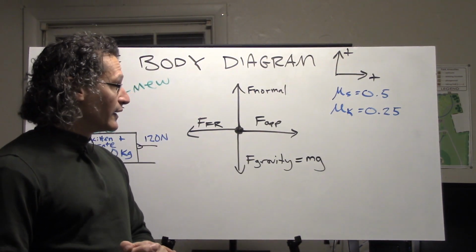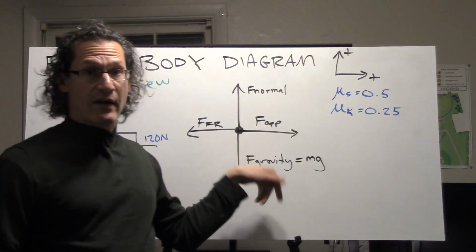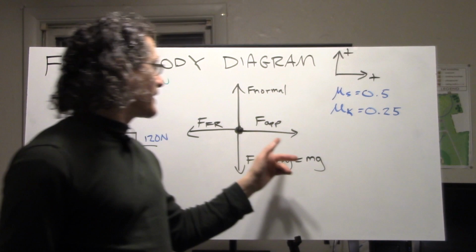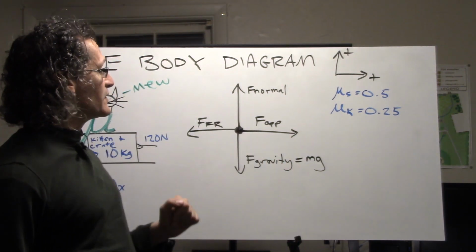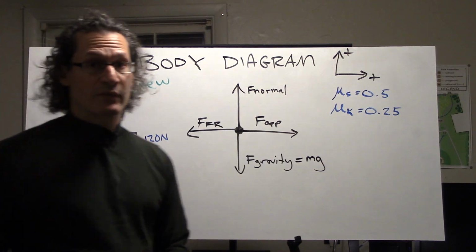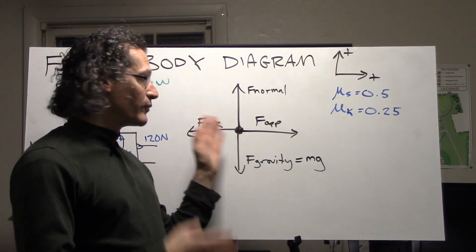And vertically, we've got the force of gravity pushing down on the surface. Notice that there is a surface here, the floor, of course. And pushing up on the crate-cat system is force normal. No other forces are involved. We don't have any angles to take care of, so this is the case.